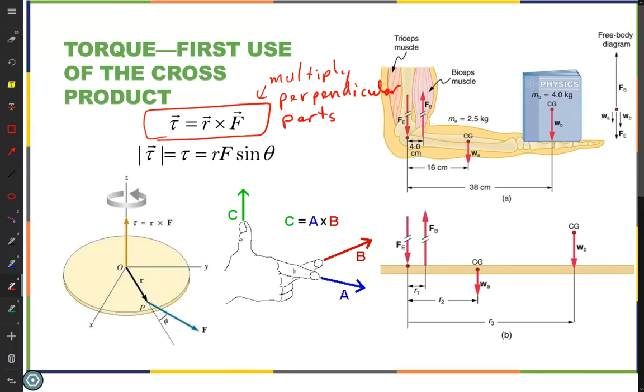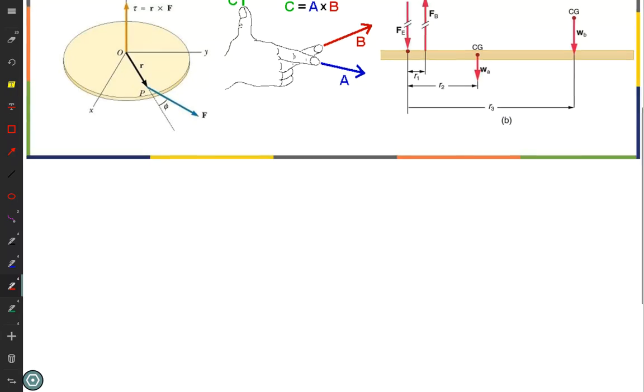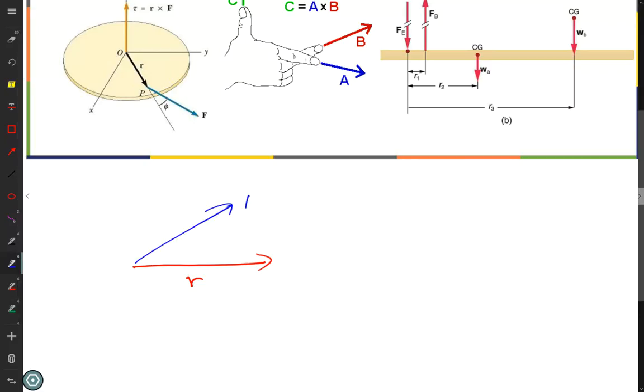So if I have a radius and a force, I take the perpendicular parts and multiply them together. Just as a simple example, like when we had work, we have a radius like this. Now this is a radius, not a distance of motion, so it's a different thing. And I have a force that's like this. If I'm going to multiply the perpendicular parts, I need to break the force or the radius into its perpendicular part, the component perpendicular.